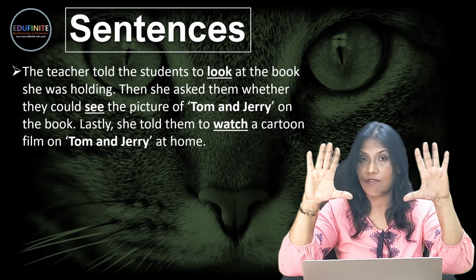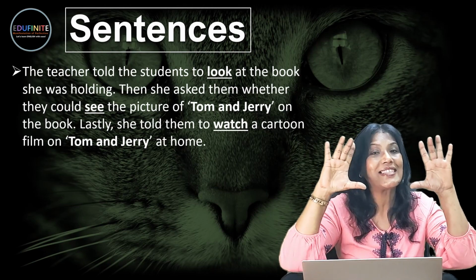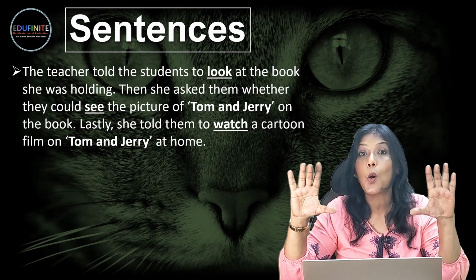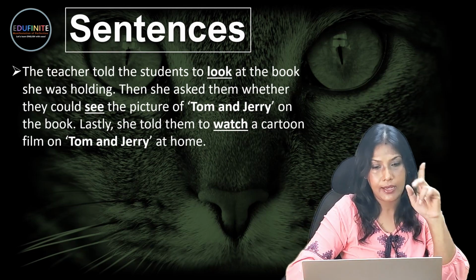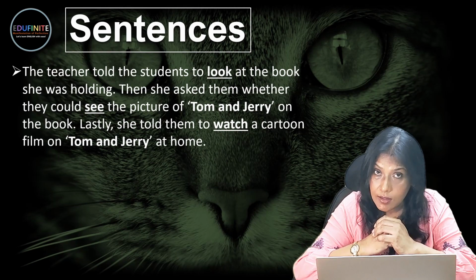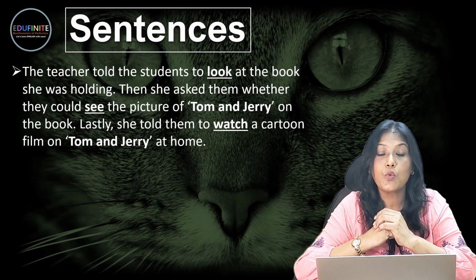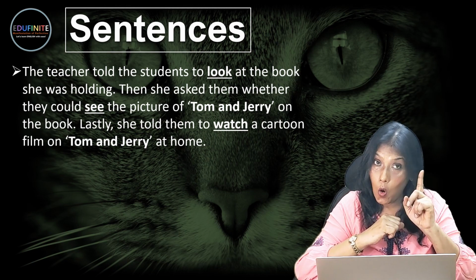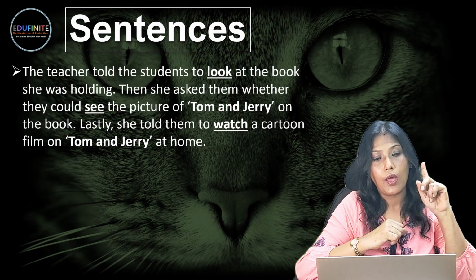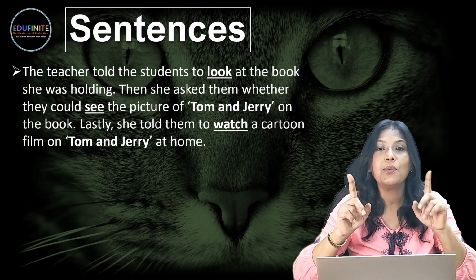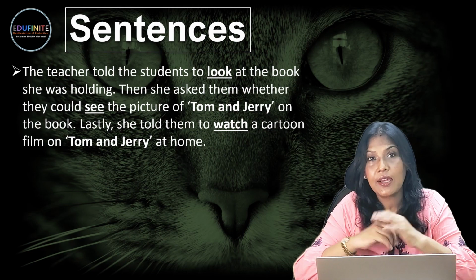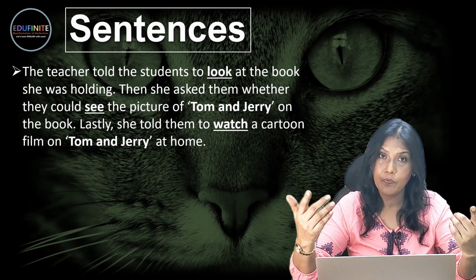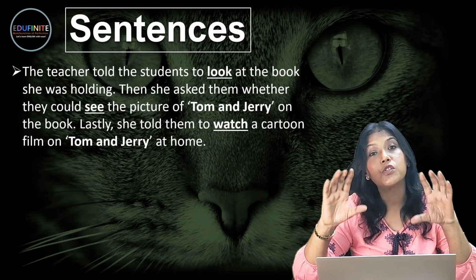So she was asking whether every one of you can see this picture of Tom and Jerry clearly. Next. Lastly, she told them to watch a cartoon film on Tom and Jerry at home. So, lastly, what did she say? When they went back home, then they are supposed to watch.